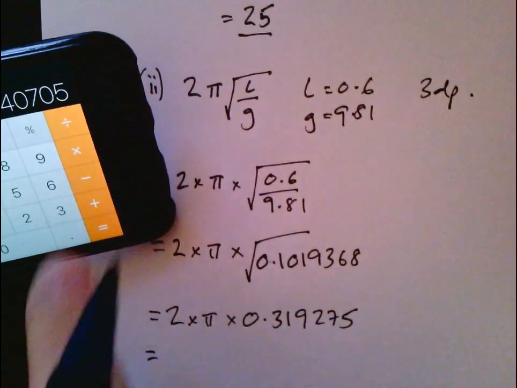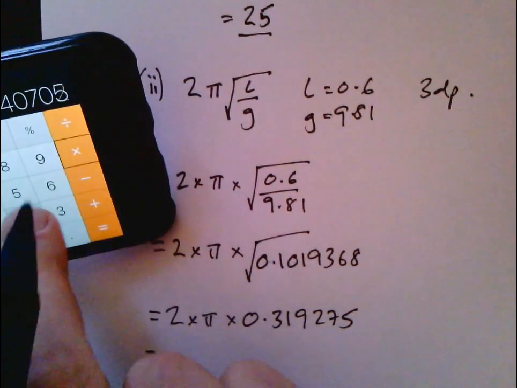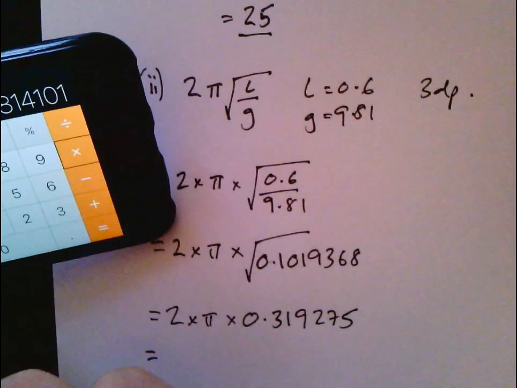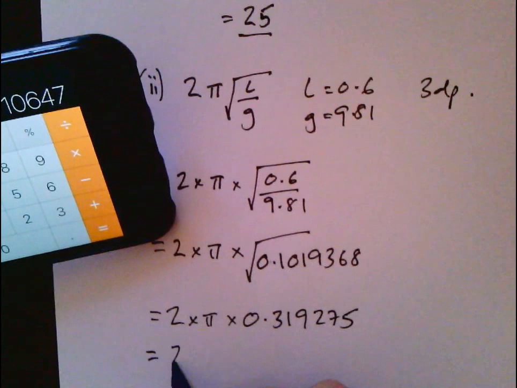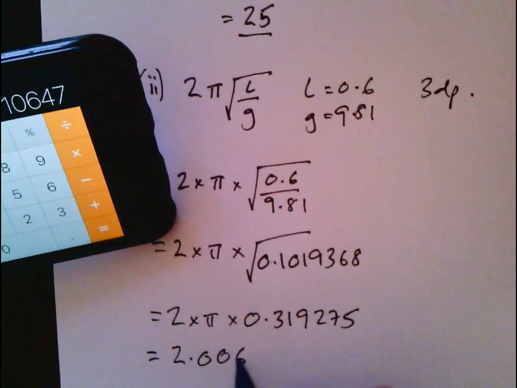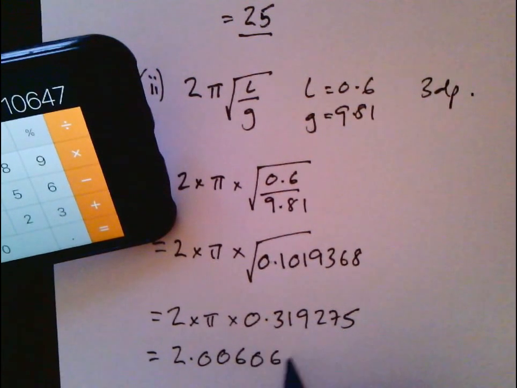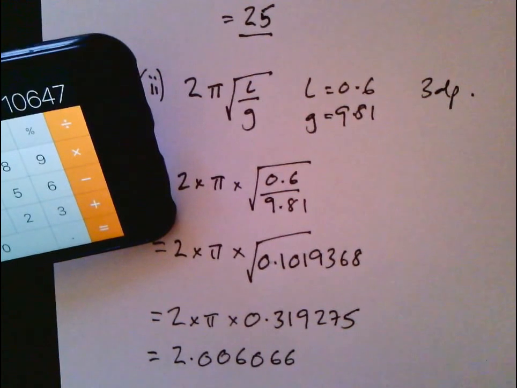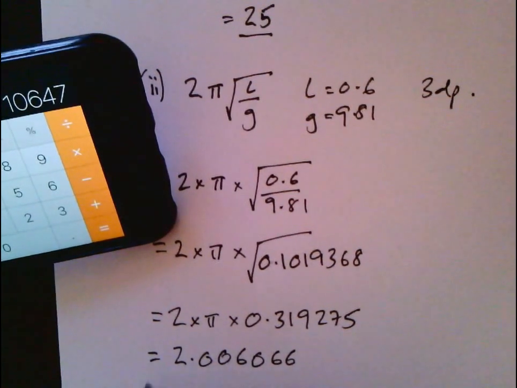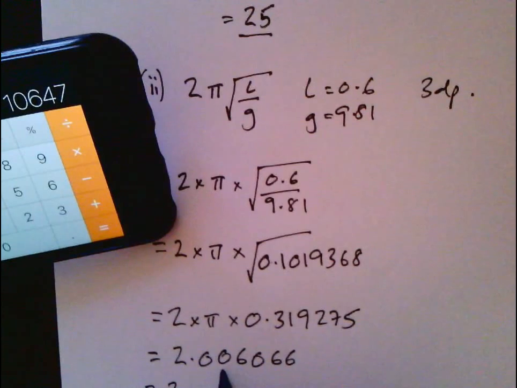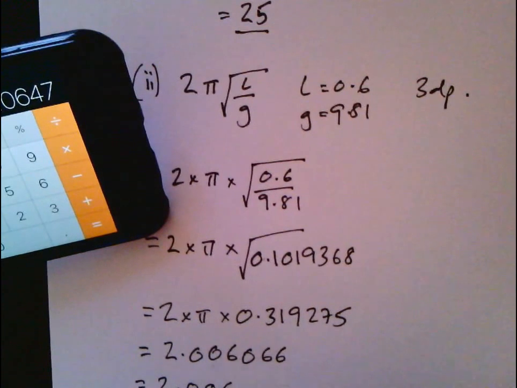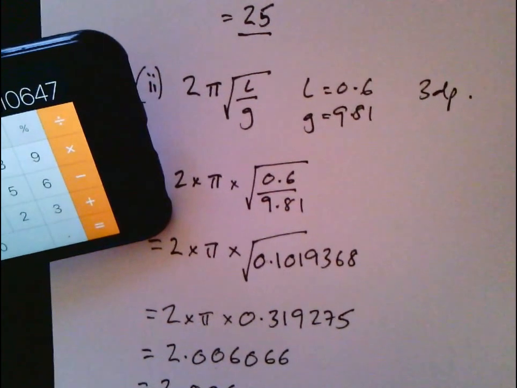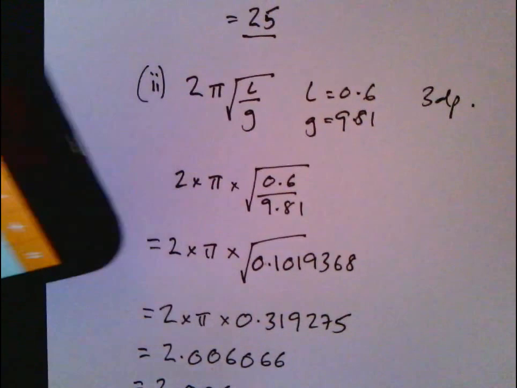So when you times it by pi and 2, it is 2.006066. Now we need it to 3 decimal places, which is 2.006. Okay, there's our answer to part 2.